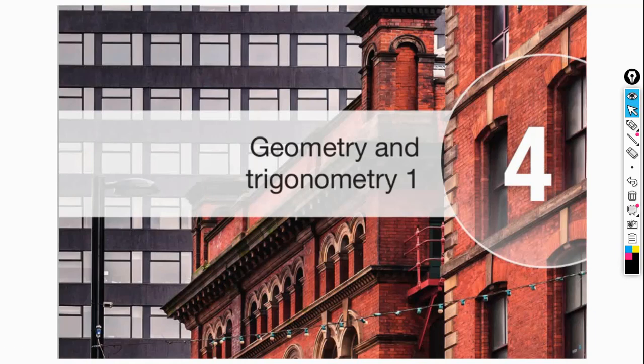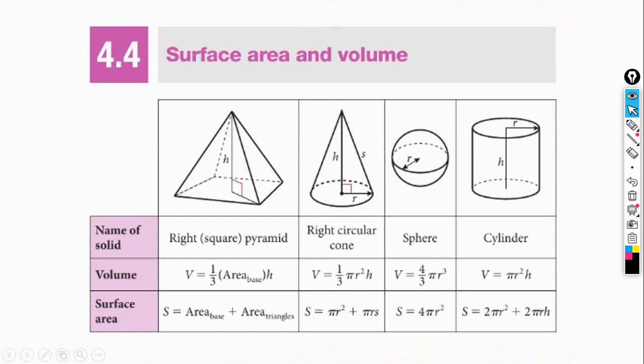Hi everybody, so we continue with Geometry and Trigonometry 1, which is Chapter 4, specifically with Section 4.4, Surface Area and Volume. So we start by looking at several shapes, their volumes and surface areas. So first we have a right or square pyramid. It's known as a square pyramid because its base is a square.